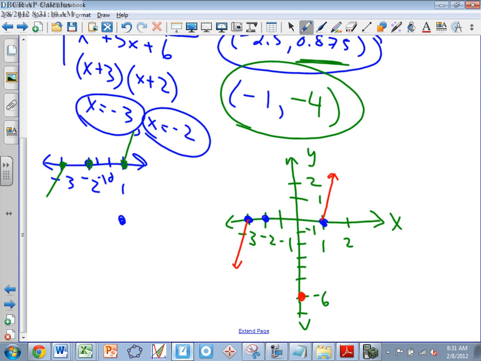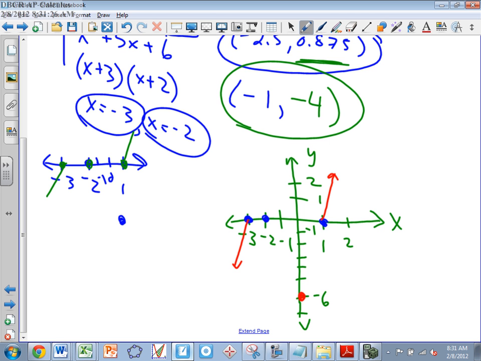Again, it's not going directly up or directly down, because then it would fail the vertical line test. And it would no longer be a function. Remember, to pass the vertical line test, the vertical line can only intersect once. If you had a vertical line, it would intersect infinitely. Okay, it would fail the test.